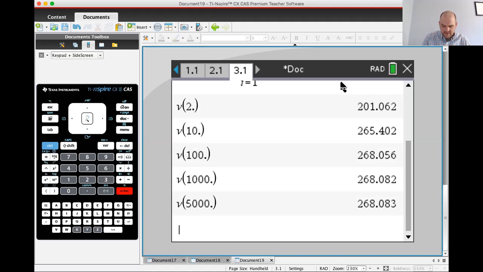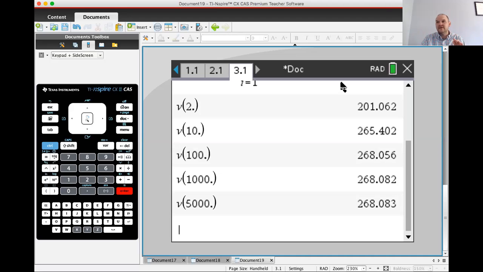Now you're not even looking at the iPad. I did a weird thing. I'm not even going to tell you what. 268.083. 268.08, I should say, seems like a really good guess as to the exact value of this.